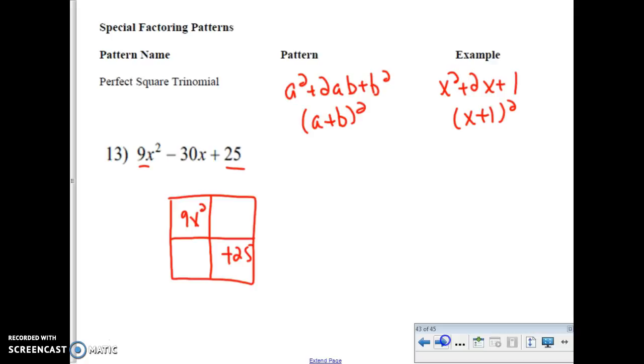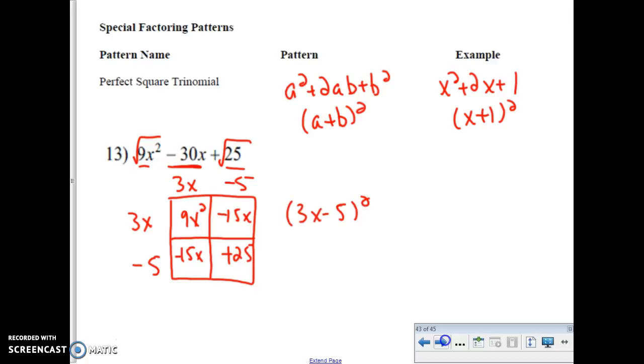But one of the things we'll notice is that, similar to what we did before, if I take the square root of both of those, I get 3x and 3x, and I get 5 and 5. And what happens is I get 15x and 15x. If I want to get a negative 30, I would want both of those to be minuses. So the factoring pattern turns out to be 3x minus 5 squared. A lot of you are just going to factor it the way you did before. But the big idea here is I have two of these 3x minus 5s, which means I can rewrite it as 3x minus 5 squared.